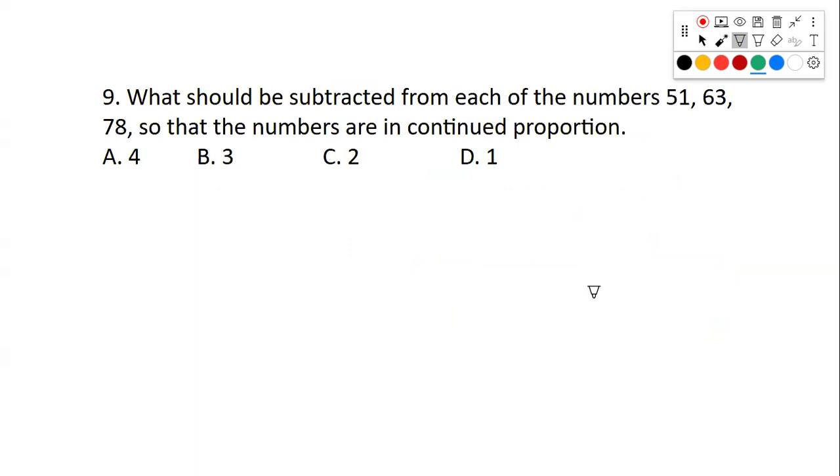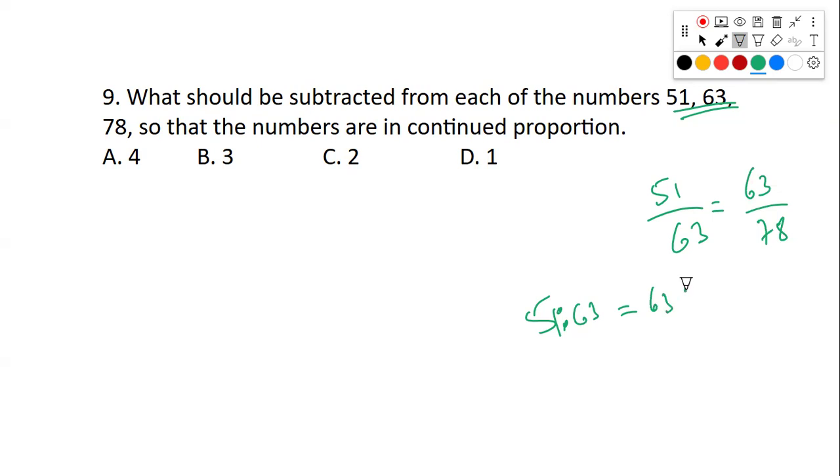What should be subtracted from each of the numbers 51, 63, 78, and it is continued. So first I am writing this as 51 and 63 will become one unit. Either I can write it in this format 51 is to 63. Now it is again continued, which means the B will get repeated. Okay, 63, 78, or I can write 63 is to 78. So he says, what is it that I have to subtract so that it is in continued proportion.